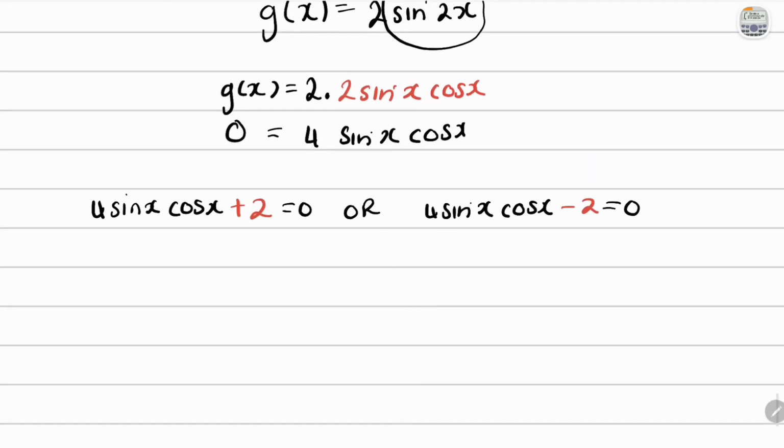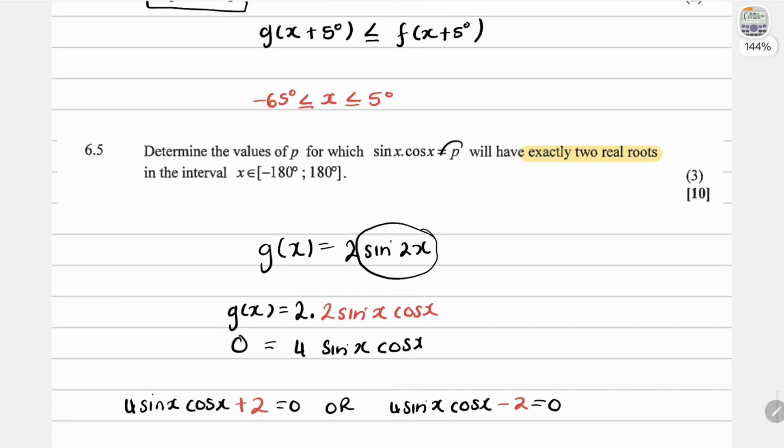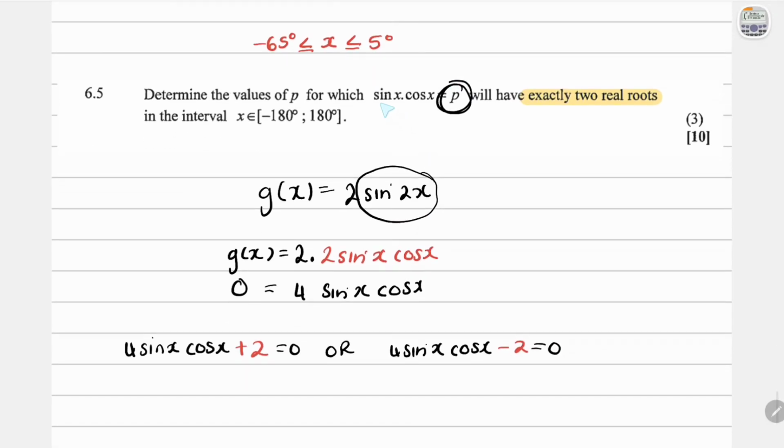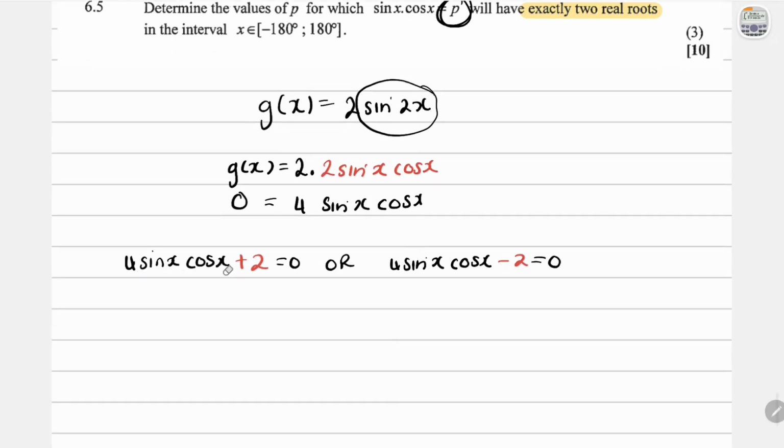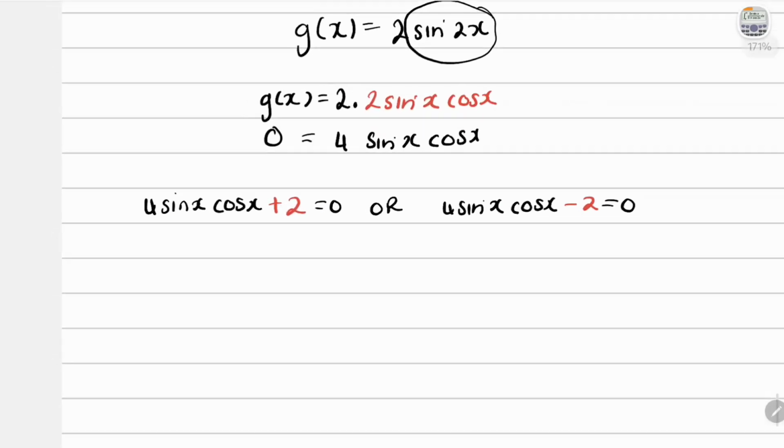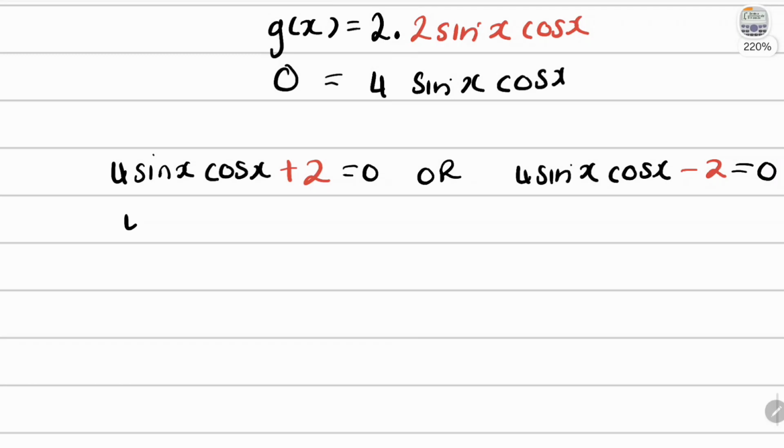And now we can just solve. At the end of the day, we need to find out what p is. So get the equation to look like this: right now it's 4 sine x cos x and then plus 2. So let's just simplify. We can take the 2 over. So that's 4 sine x cos x is equal to negative 2.